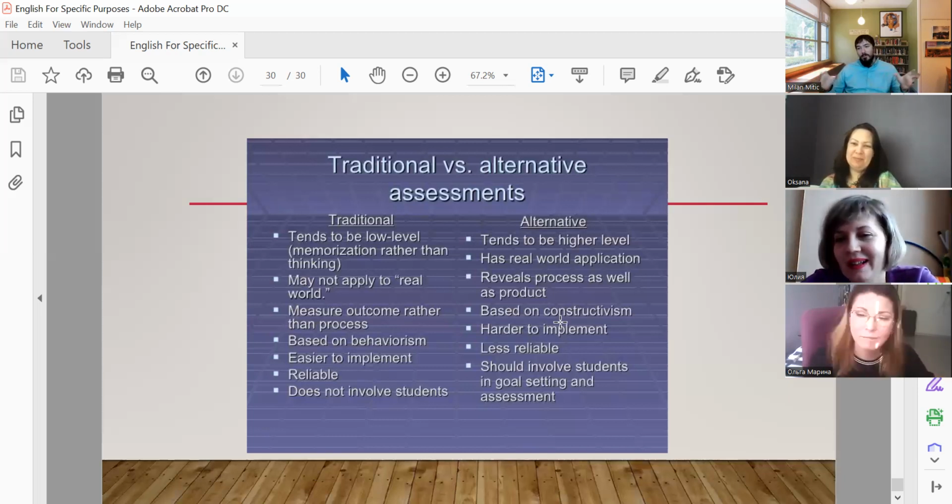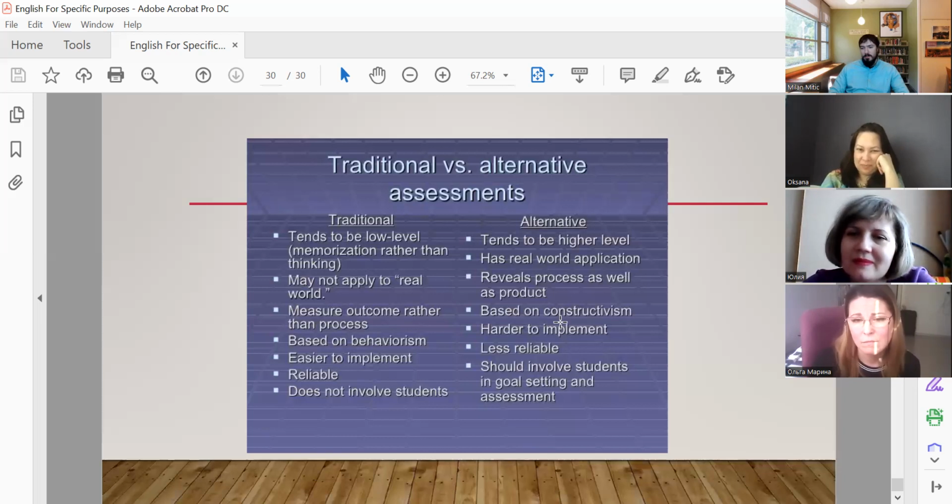Yeah, you have a lot of course books, for example, medical English or technical English. So you have multiple course books. Not only course books, but online courses too. Yeah, but they might not be the best for your group of learners.